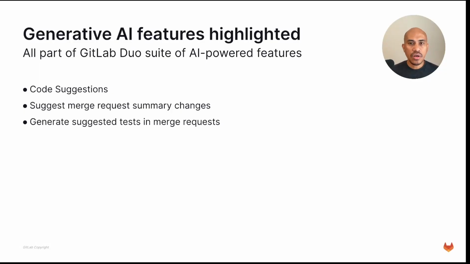To recap, we saw a few generative AI features powered by Vertex AI in GitLab. The first of which is code suggestions, where we created Python code from scratch just using a prompt. This uses the CodeGecko model for code completion. The second is suggest merge request summary changes, where we saw a summary of all of the information and collaboration that had happened on a merge request. This uses the text bison model for summarization. And finally, the generate suggested tests in merge requests feature also uses text bison to create a recommendation of tests that can be used for quality assurance and testing for that code.